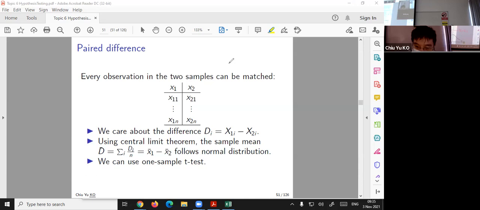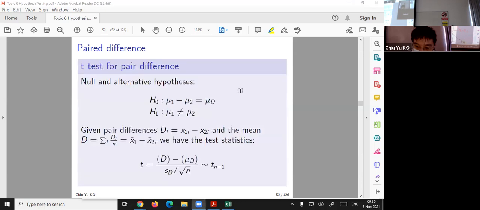So D is the mean of the differences, and you just apply a one-sample test. Nothing is new here. The difference between the two is mu of D, and this is D bar. Everything is the same: D bar minus the mean, over SD over root n, follows T with n minus 1.